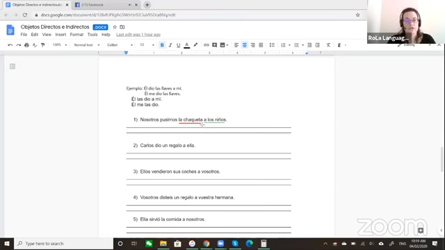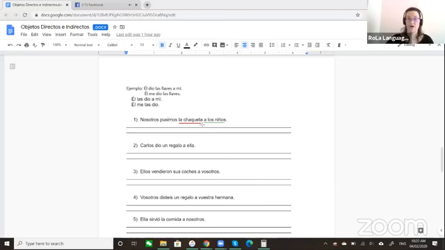So if we're going to do our first version where we replace just the indirect, we're going to say "nosotros les pusimos la chaqueta." Again, les replaces a los niños. So that's with just the indirect replaced. Now, if we're going to do one with just the direct replaced, we said that is la chaqueta, so it would be "nosotros la pusimos a los niños." Okay, so that's with just the direct replaced.